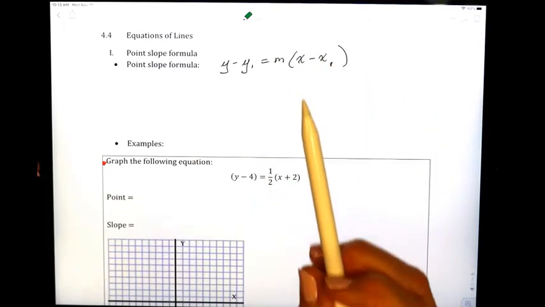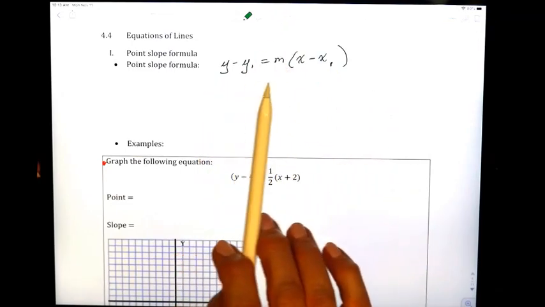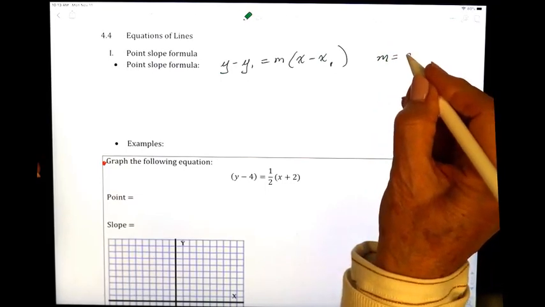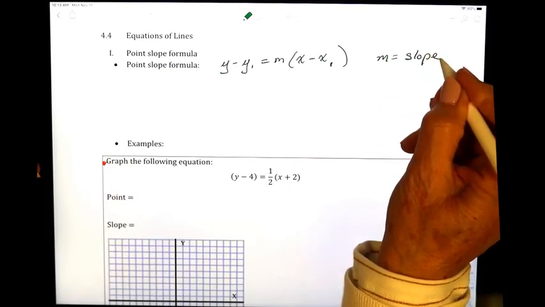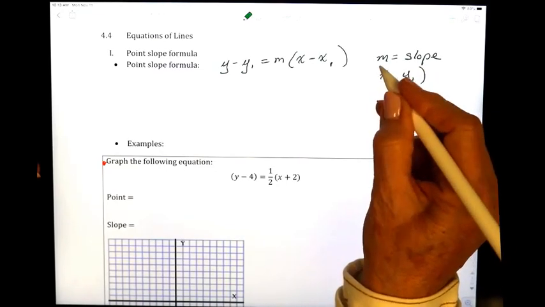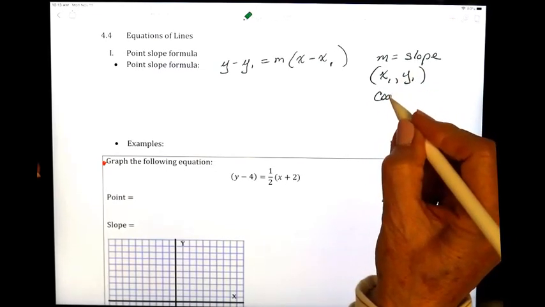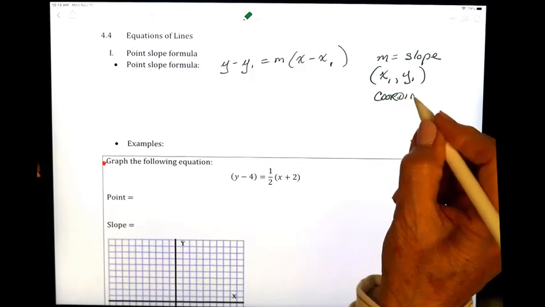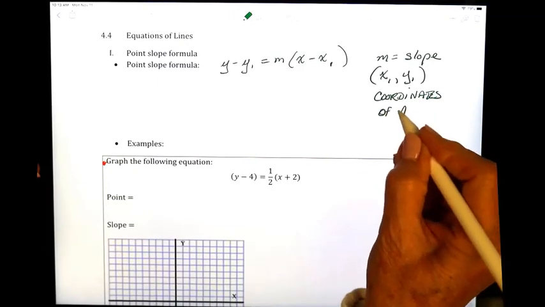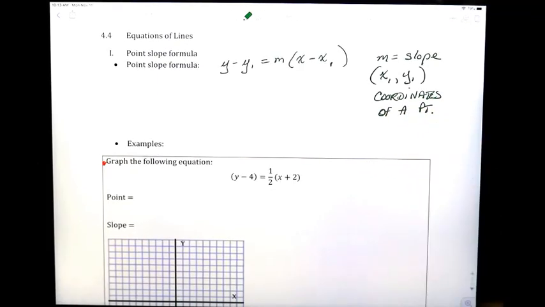So let's talk a little bit about each of these letters. Of course, you recognize the lowercase m to represent the slope. And the x sub 1 and the y sub 1 are going to be the coordinates of a point. And that point will be a point that is actually on the line. So if we have those two components, we know a lot of information about the line.